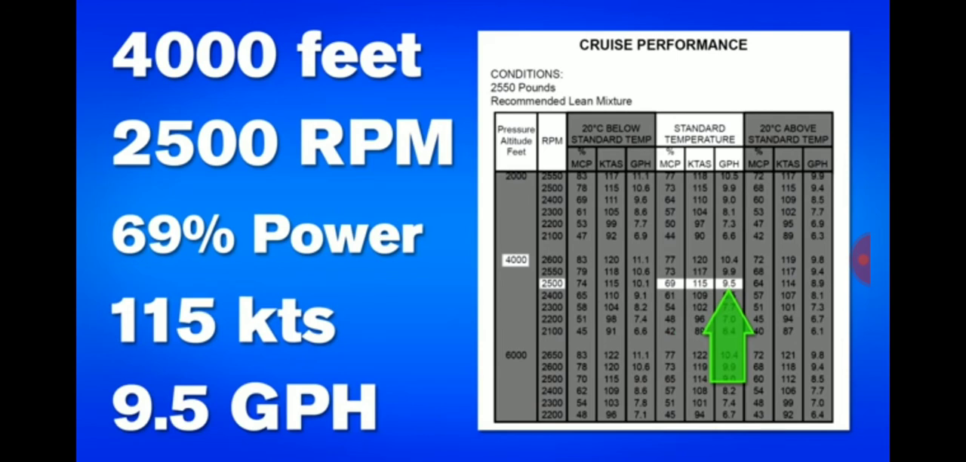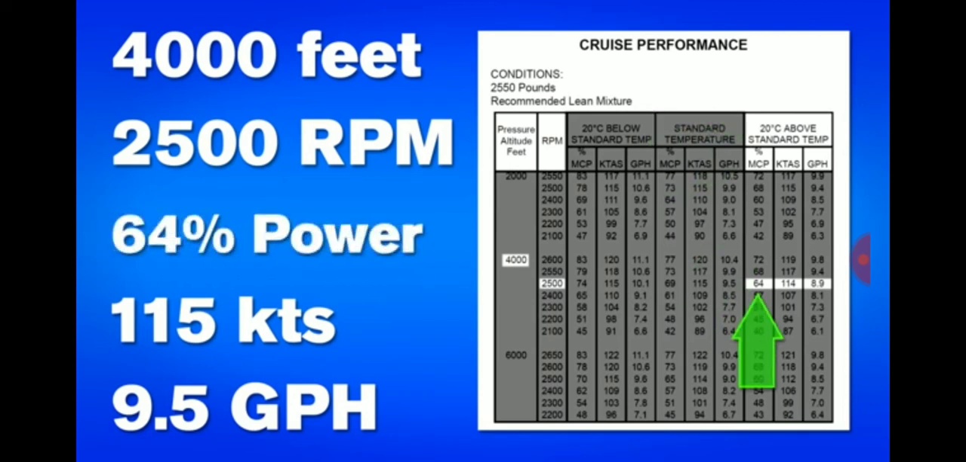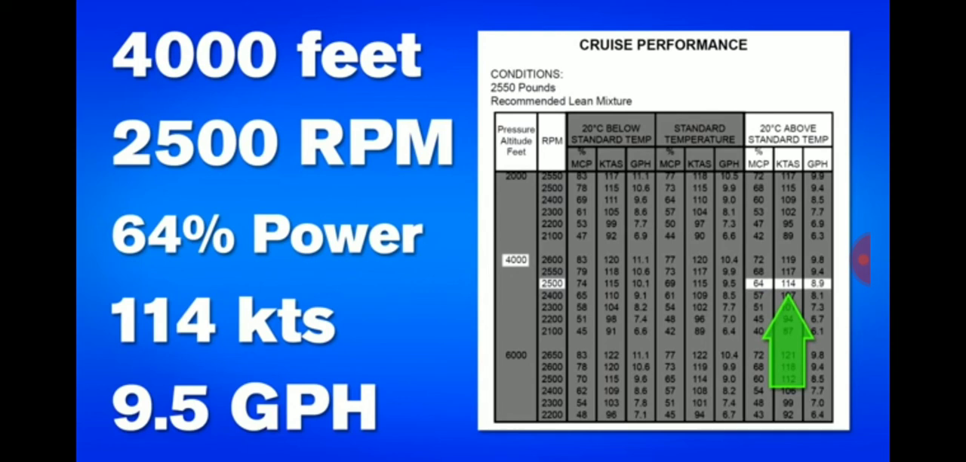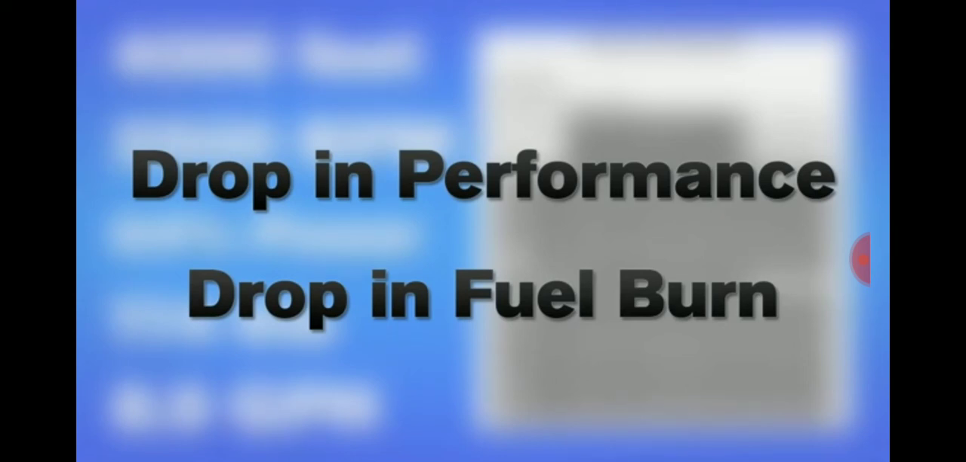If the temperature were to rise to 27 degrees, the power output would drop to 64%. The speed would reduce to 114 knots, and fuel burn would decrease to 8.9 gallons per hour. This happens without ever touching the throttle. The reduced air density gives both a drop in performance and a drop in fuel burn because the engine has less air molecules available to use.